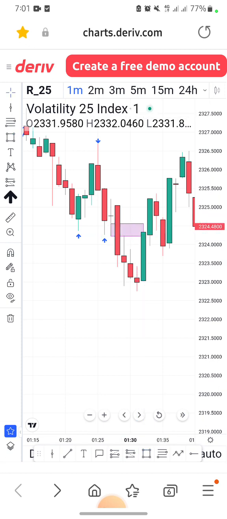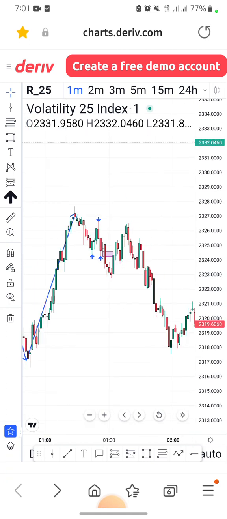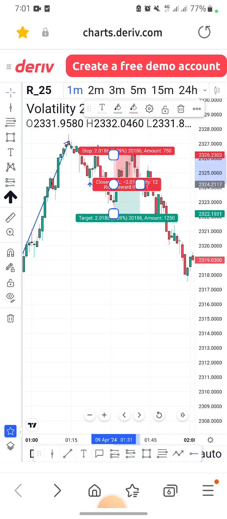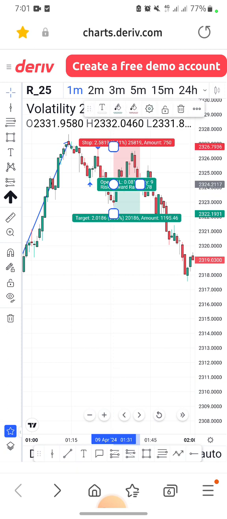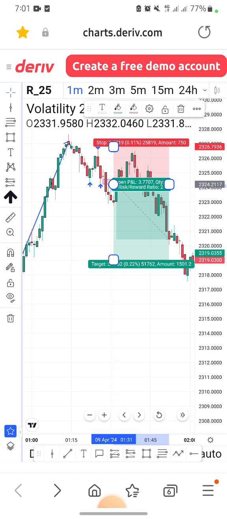So where would we have taken our trade from? We would have taken our trade from here. It would have been a sell. Then our stop loss will be here. The percent is 0.11, meaning that we are going to be taking a 1:2. So here we have a 1:2.